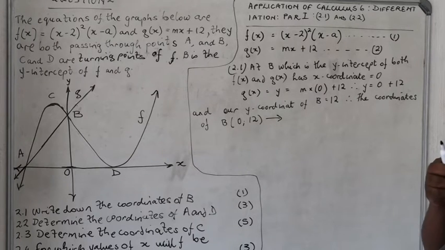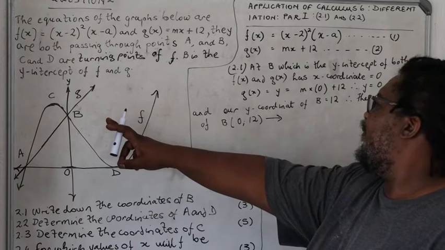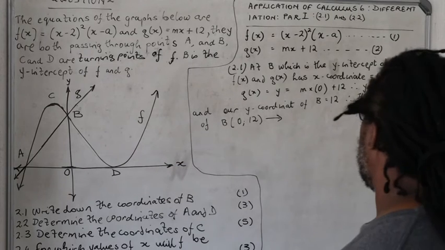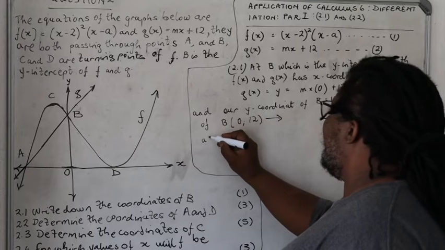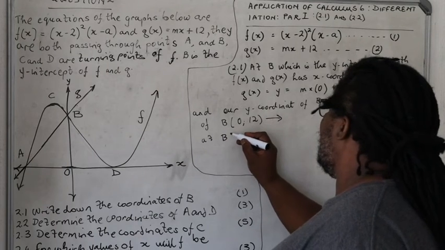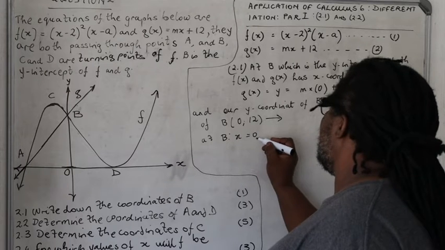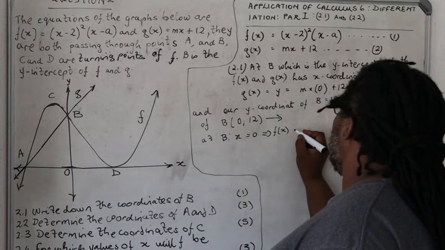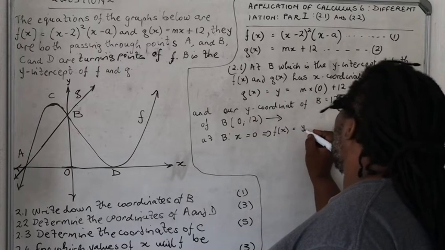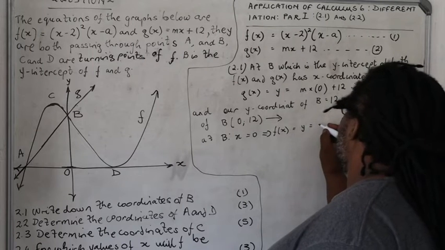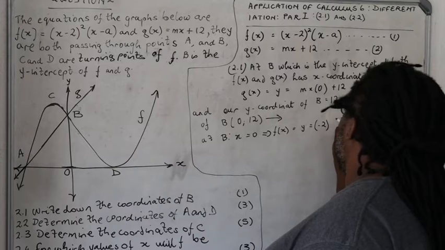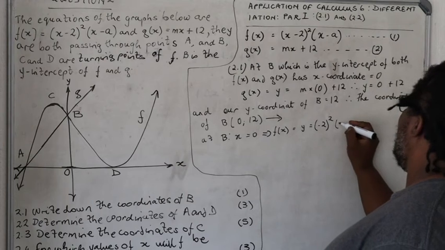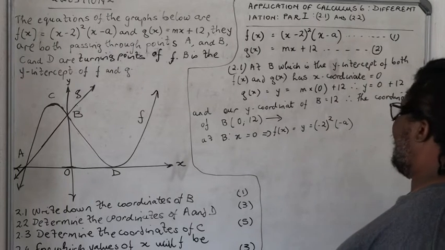So now, quick things that we can see here is that at B, we know that x is equal to 0. So for our cubic function, x is equal to 0. So therefore, f(x) equals y equals minus 2 squared, because x is 0, and multiplied by minus a, because x is 0 there.